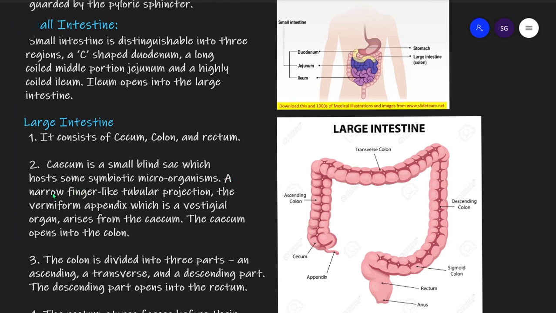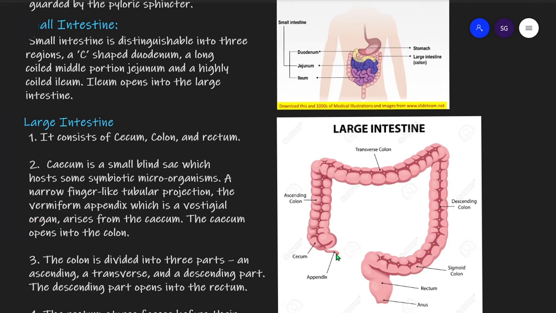A narrow finger-like tubular projection, the vermiform appendix. This is a narrow finger-like projection, and this is called appendix, and the full name is vermiform appendix, which is a vestigial organ that arises from the cecum.